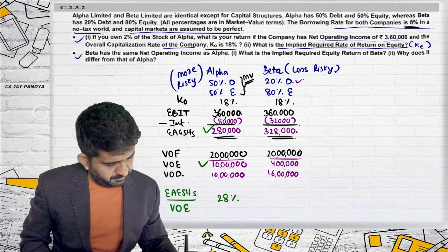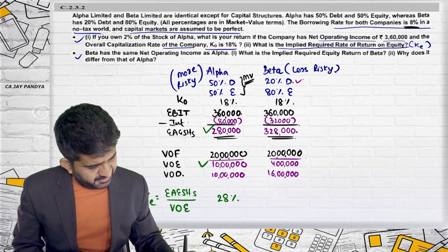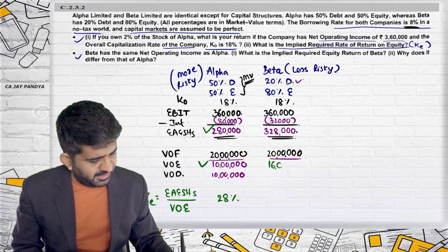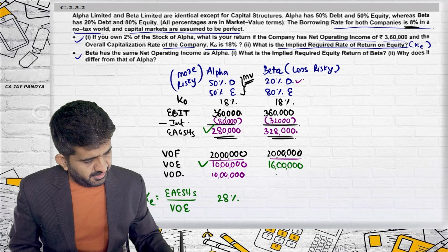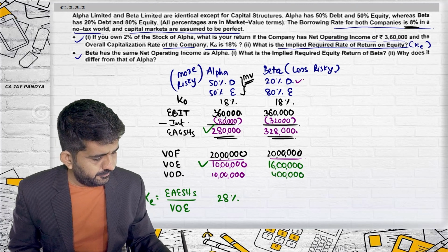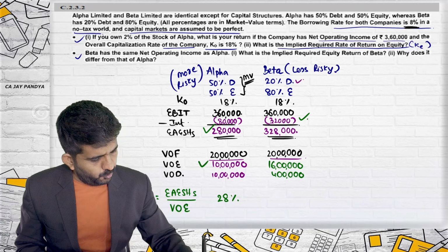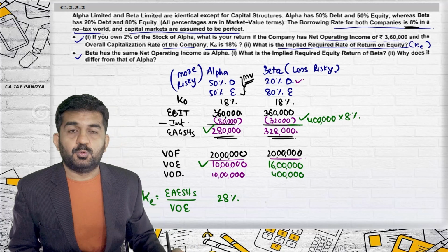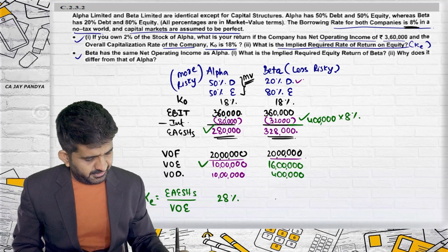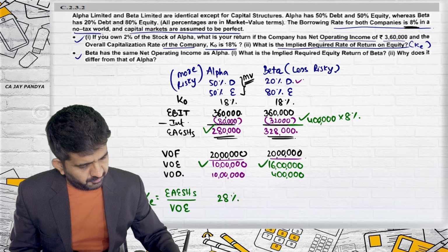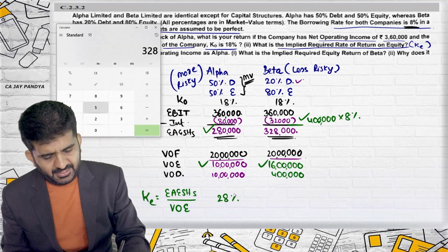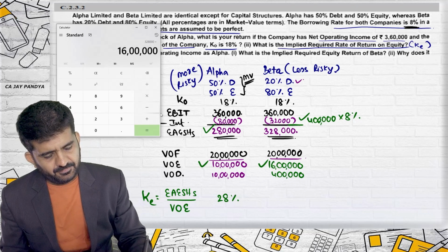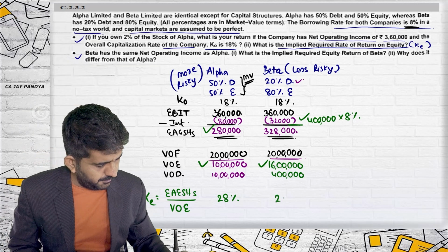I'm sorry, I have made some mistake. Your equity is 80%, so this is 16 lakhs. And value of debt is 4 lakh. Is this correct? 4 lakh into 8%. Yes, this is correct, 32,000. So 3,28,000 is correct. Value of equity is 16 lakh. So 3,28,000 divided by 16 lakhs multiplied by 100 is 20.5%.